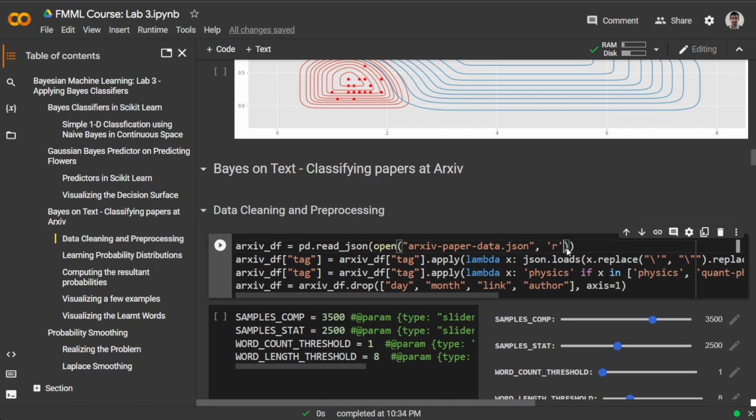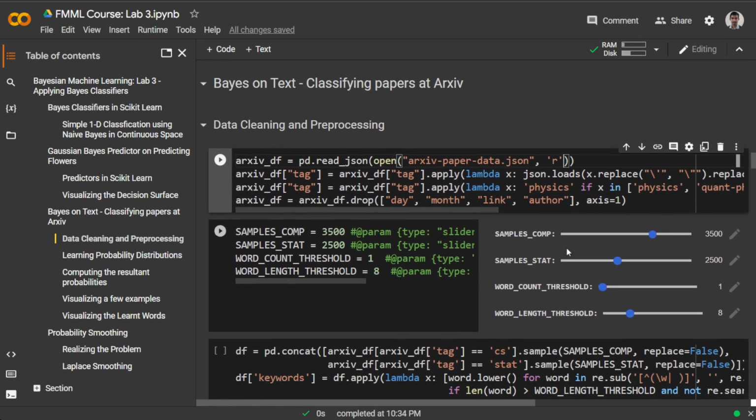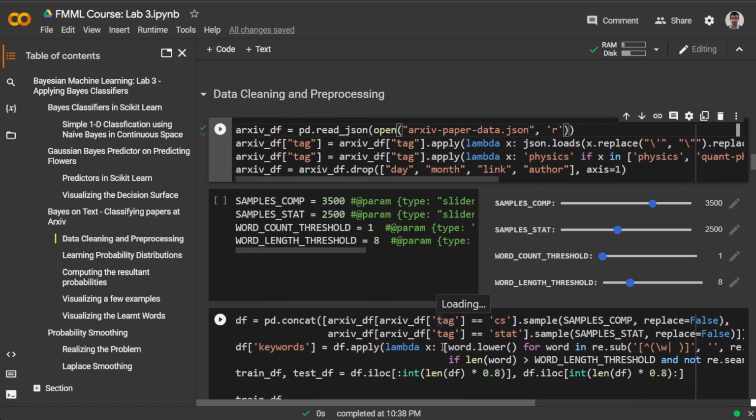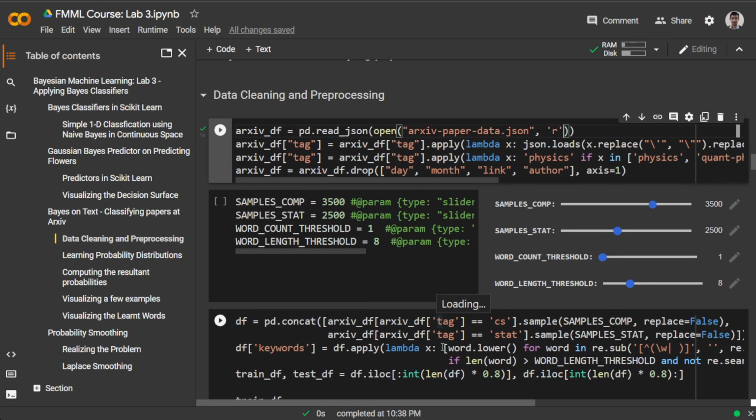Next, we'll move to applying Bayes classifiers to text, and here we have downloaded what is called archive.db, which is a set of papers, their tags, which is which subject they belong to, and some descriptions and text that we have on those papers. So this has been downloaded from the paper hosting service archive.